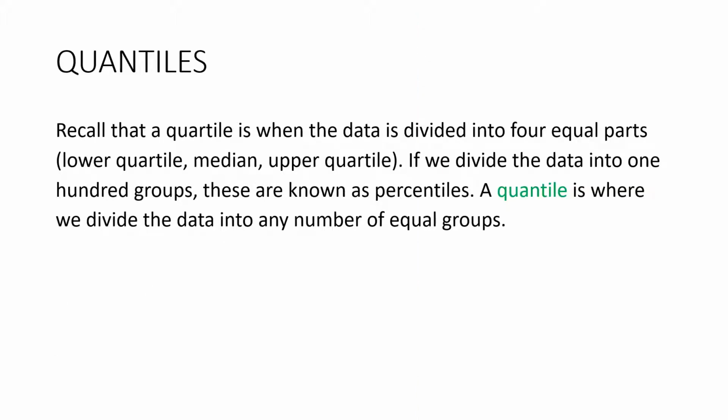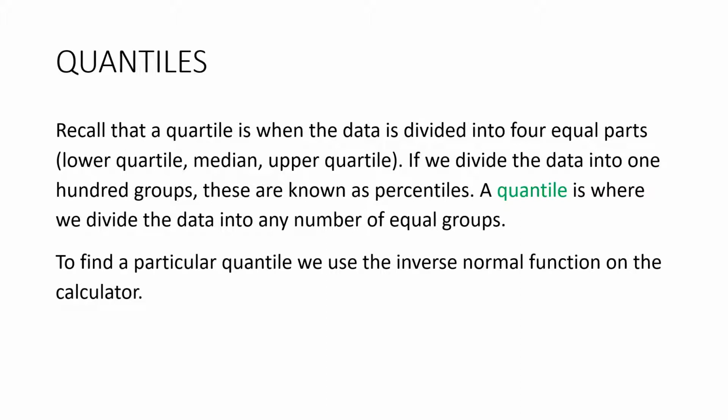Okay, last section. Now remember that a quartile is when we take the data set and divide it into 4 equal parts, and we get the lower quartile, the median, and the upper quartile. If we divide the data into 100 different parts, these are known as percentiles. We're going to be looking at quantiles, where we divide the data into any number of equal groups, but they're mostly going to be percentiles in this particular course.